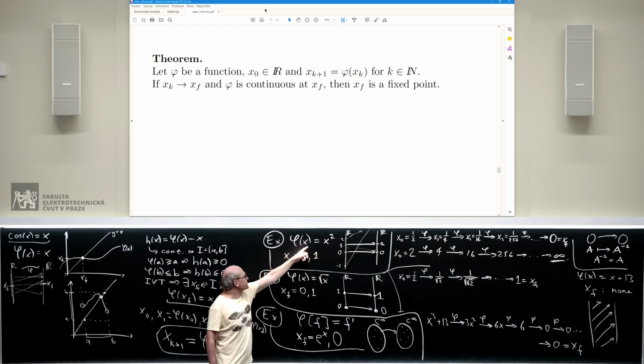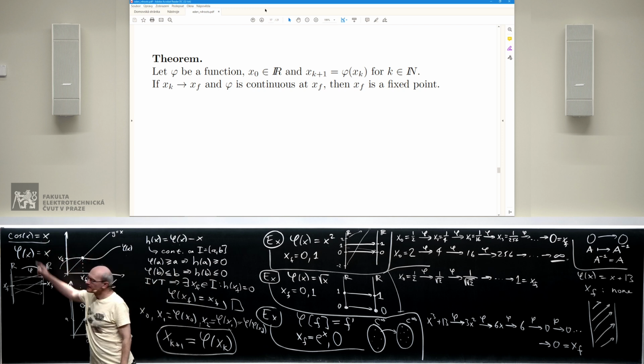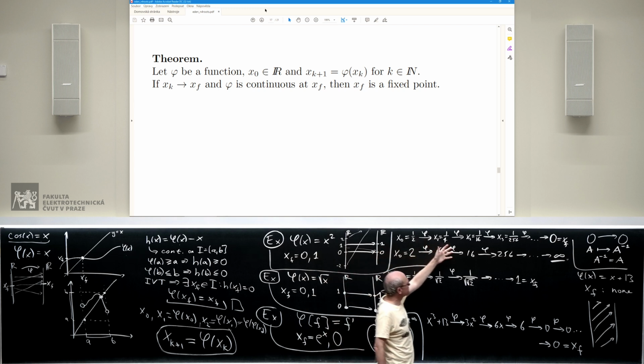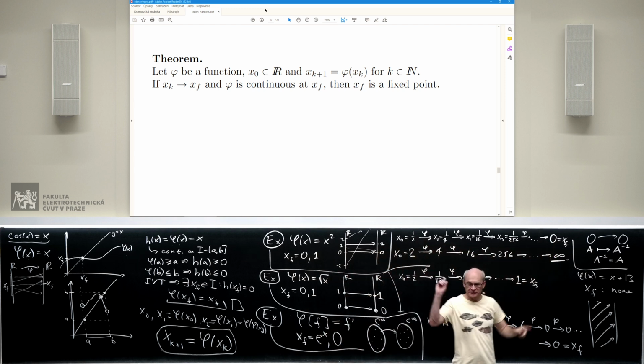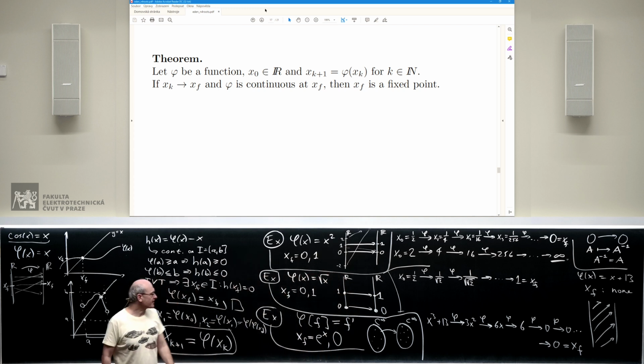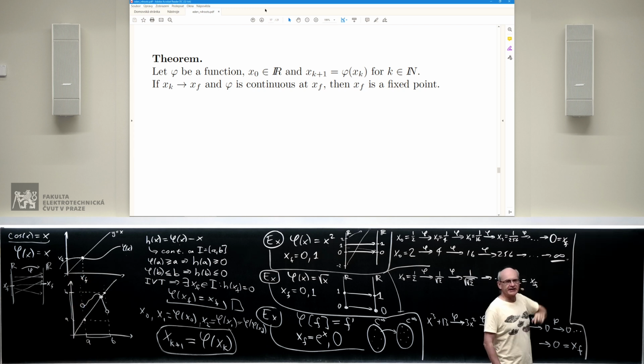Now, the square function, the square root function, the cosine function when we are at it, these are all continuous functions. So if we try this iteration and it converges, it must necessarily, according to the theorem, provide us with a fixed point. Now, how do we know that this theorem is correct? Well, we will prove it again. This should be enough. Let's see.